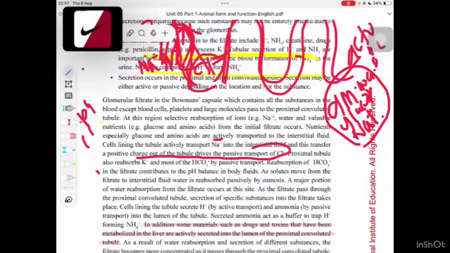Proximal tubule also reabsorbs K plus and most of the bicarbonate by passive transport. And what are the other ions? Not just chloride ions, K plus and also bicarbonate ions are passively reabsorbed, right?